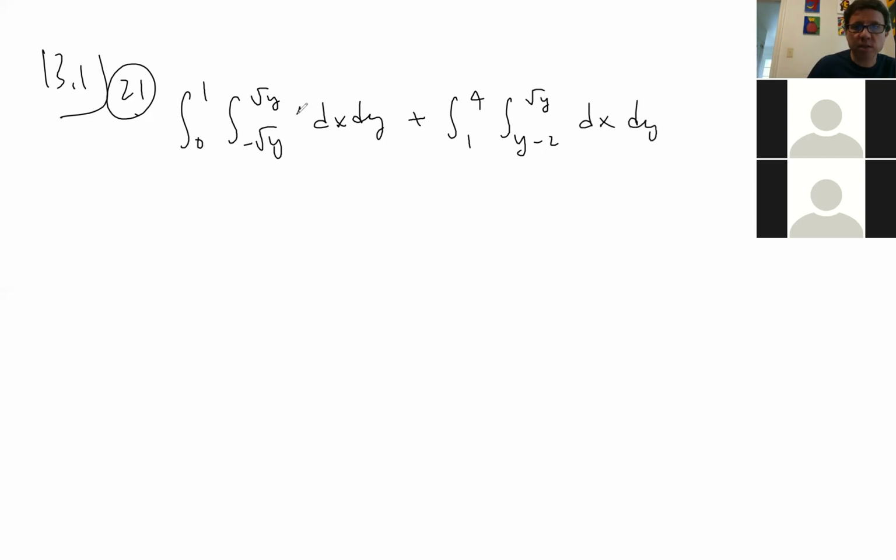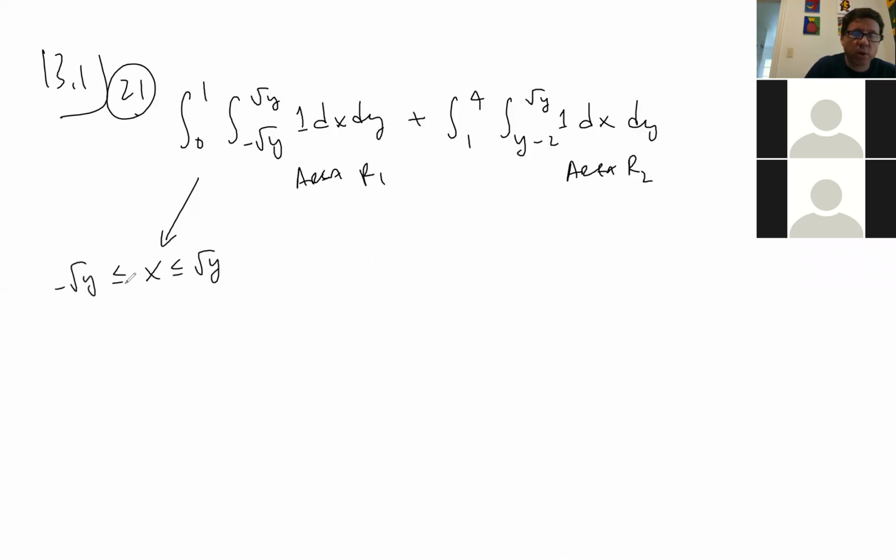Okay, so in both cases, we're integrating 1, which means this is actually an area, and this is an area. So it's like the area of region 1, this is the area of region 2. You don't actually have to find those areas, but you should keep that in mind. Okay, so this means that x is between the two graphs, negative square root y and square root y, and I only want the part that's between 0 and 1.